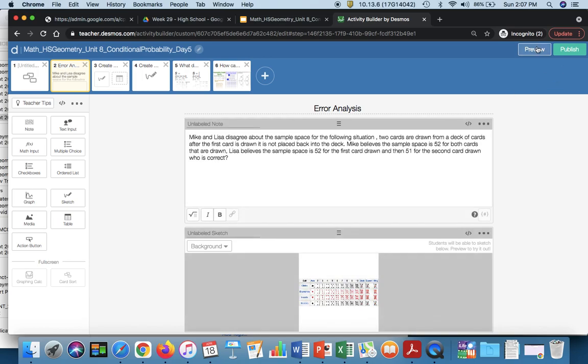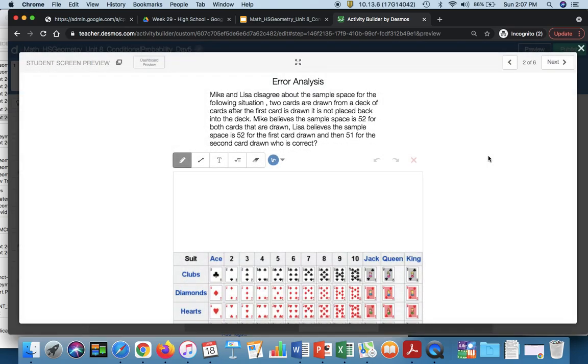The next activity is a word problem that I created. Mike and Lisa disagree about the sample space for the following situation. Two cards are drawn from a deck of cards. After the first card is drawn, it is not placed back into the deck. Mike believes the sample space is 52 for both cards that are drawn. Lisa believes the sample space is 52 for the first card drawn and then 51 for the second card drawn.